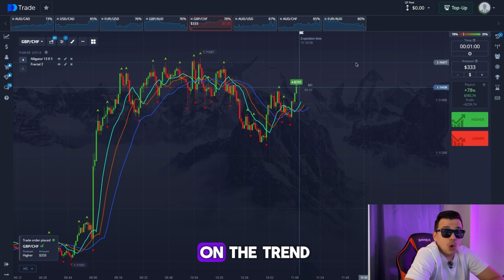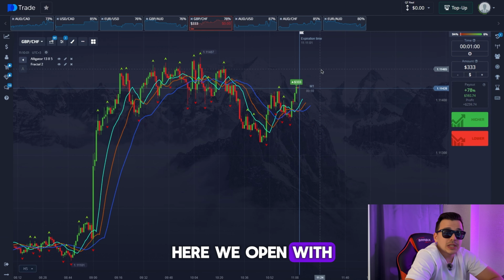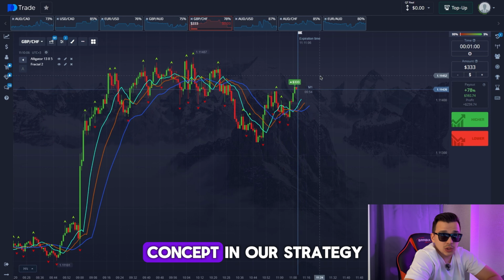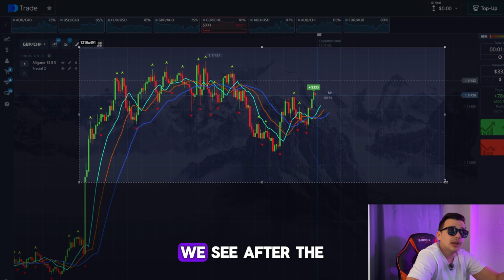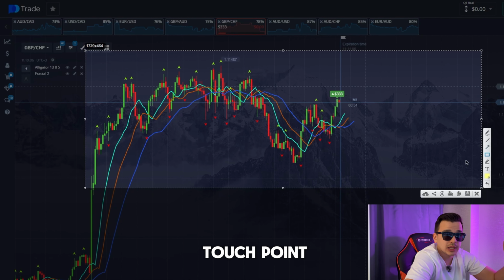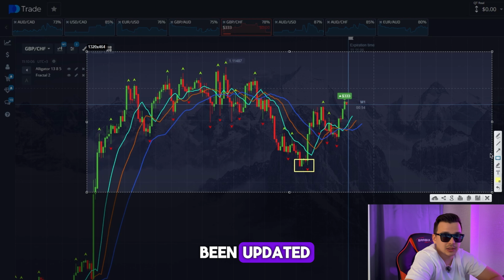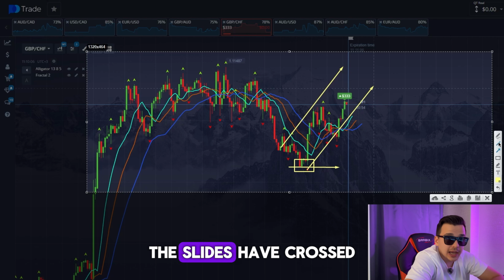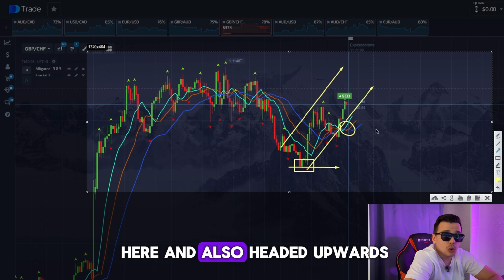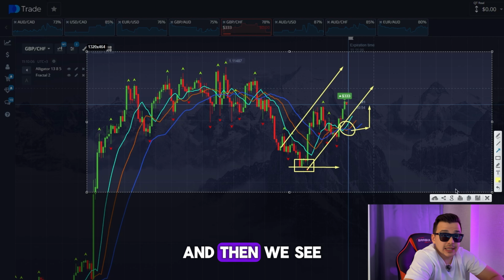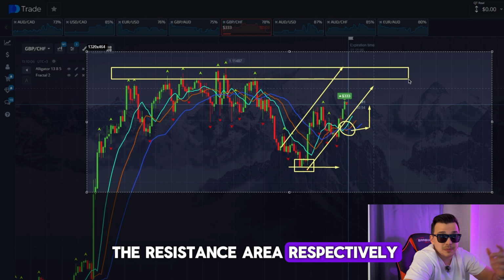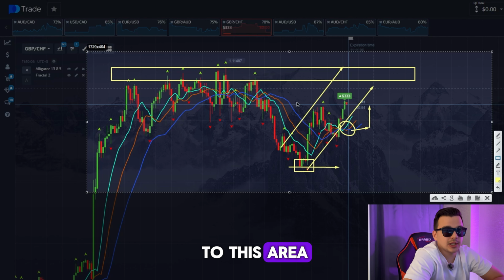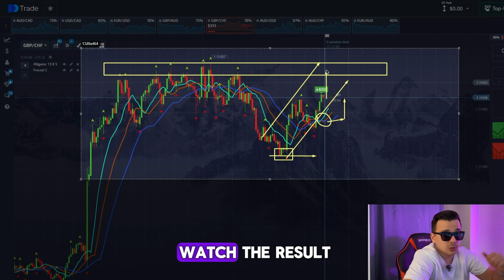And here we will open on the trend. Here we open with a slightly different entry principle. But in general, we have the basic concept in our strategy. And we see after the touch point, the local low has been updated. The dynamics of the movement has become upward again. The lines have crossed here and also headed upwards. And then we see the resistance area respectively. I think that the price dynamics will go to this area without pullbacks. So let's watch the result.